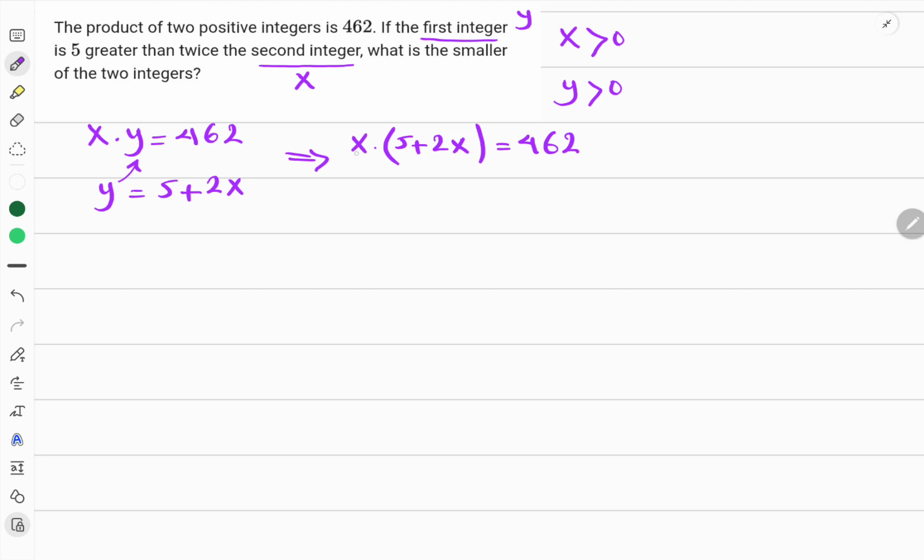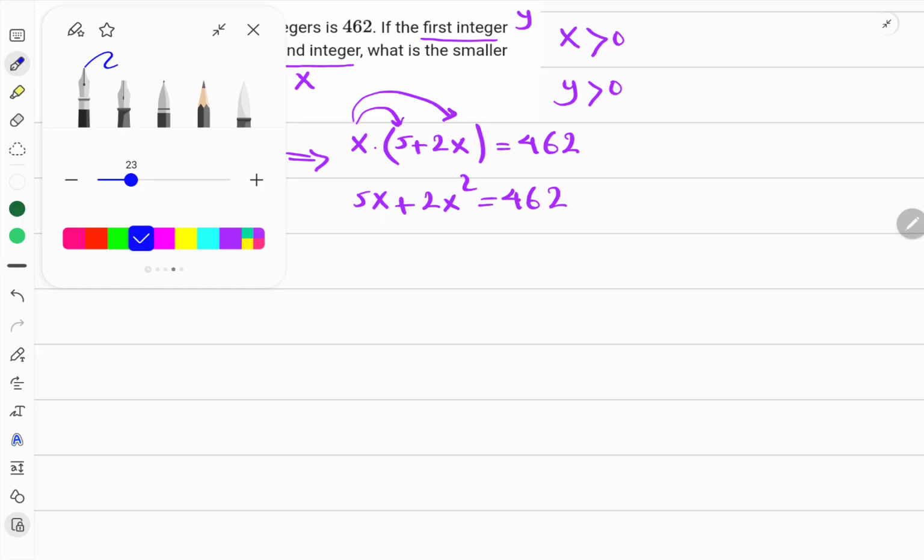And you know that when we have a term in front of any parentheses, according to the distributive law, you are allowed to multiply x by all terms inside the parentheses. x times 5 is 5x, x times 2x is 2x squared, equals 462. Okay, so we only have one variable, which is x. And because x has power 2, in fact, this is a quadratic equation.